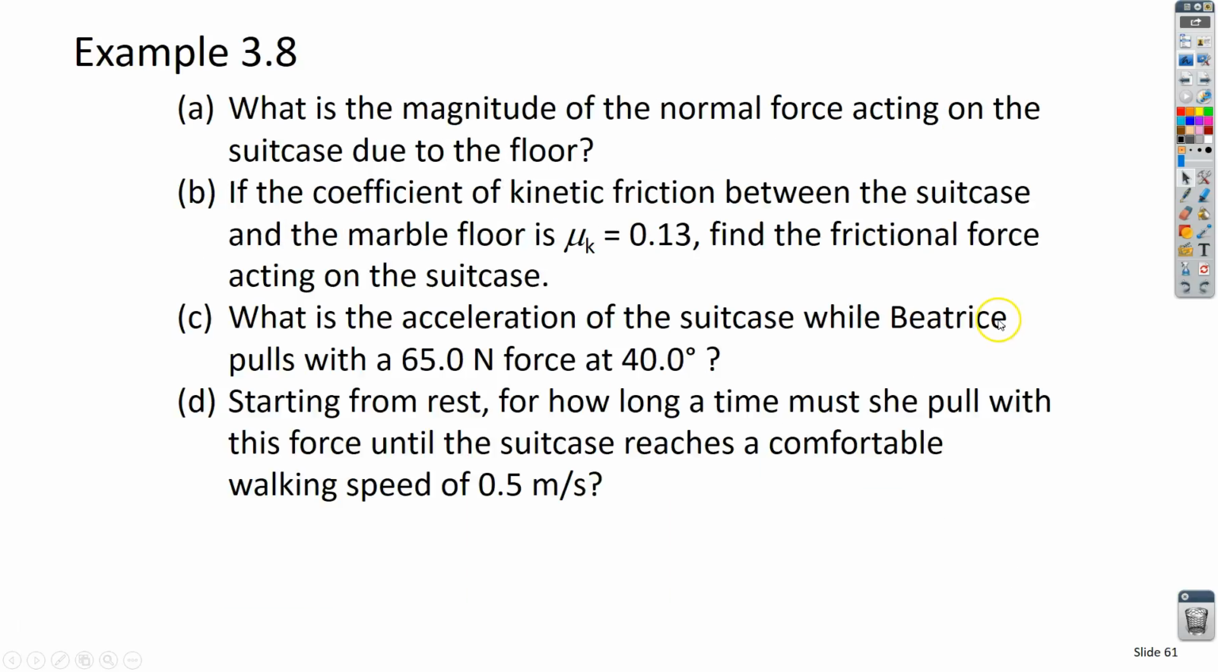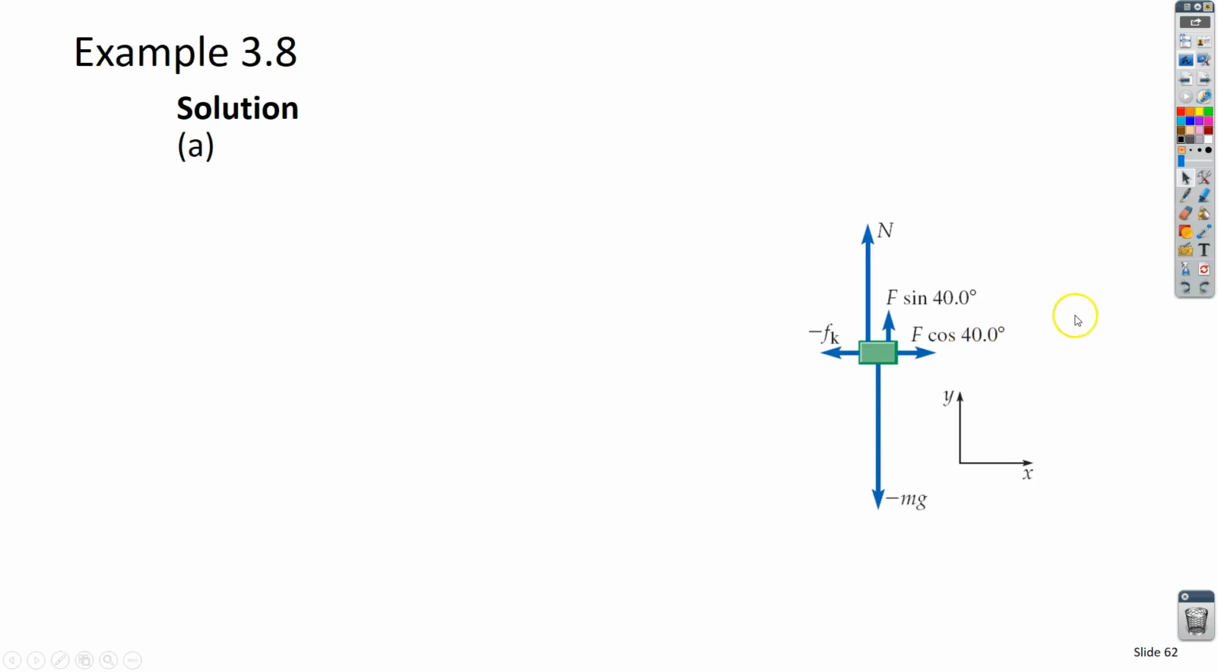They have several things they want us to find. They want us to find the magnitude of the normal force. They give us kinetic friction, so they want us to find the frictional force. They want us to find the acceleration if she pulls with that force at this angle. And then if we start from rest, they want to know how long must she pull with this force before it reaches a comfortable walking speed of 0.5 meters per second. So let's go ahead and tackle each one of these things.